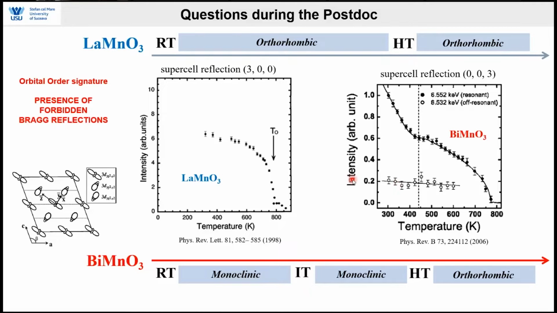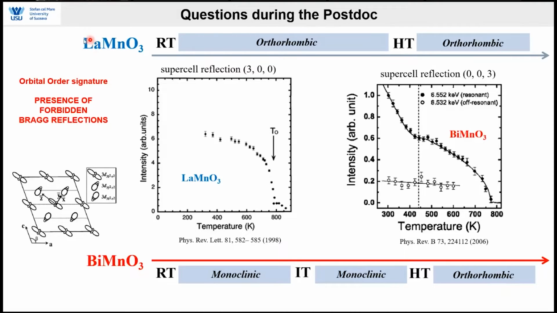And besides silver nickel oxide, which stayed with me for almost 10 years until I could explain it, other materials which I started to look at while I started my job at Rutgers were lanthanum MnO3 and bismuth MnO3. Now let me explain a bit the experimental results on these two materials.